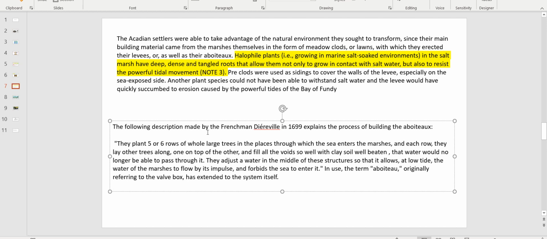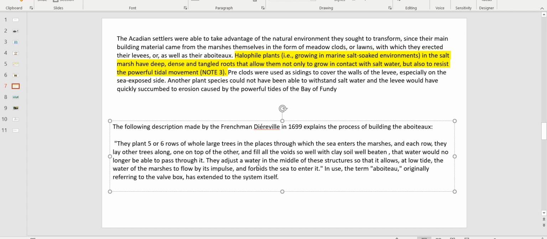They would plant 5 or 6 rows of whole large trees in the place through which the sea entered the marsh. They would plant large trees, and along each row they lay other trees, one on top of the other, and fill all the void with clay soil well beaten. That's why we found clay in the U-shaped platform, so that water would not be able to pass through it.